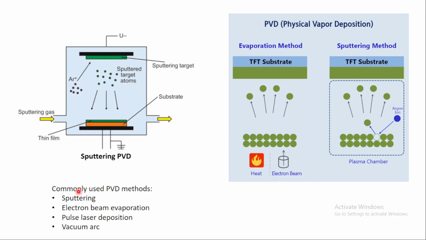And there are many other methods commonly used for PVD, physical vapor deposition. Sputtering is one of them, which we have seen. Evaporation, electron beam evaporation, if you use an electron beam to evaporate the material into the vapor phase. Laser deposition, if you use a laser in pulses, which provides the energy at certain intervals in packets, known as pulsed laser deposition, that will also cause vapor evaporation. And vacuum arc. So these are all commonly used PVD methods.